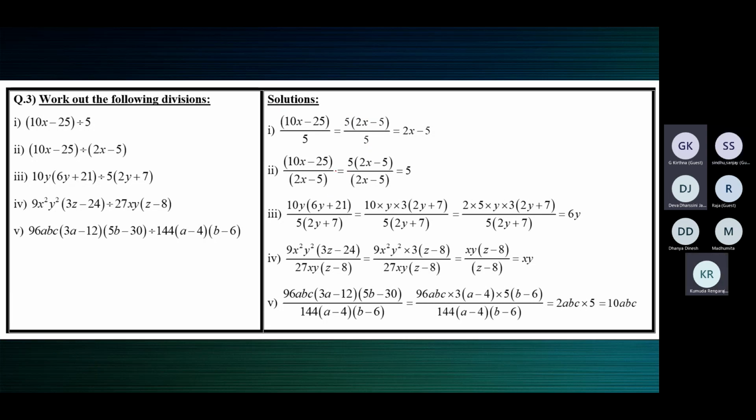In the second one also, in the denominator, there is nothing common, but the HCF of 2x and 5 is 1. But in the numerator, the HCF of 10x and 25 is 5. The HCF of 10 and 25 is 5. 5 into 2x is 10x. 5 into minus 5 is minus 25. You should write 5, the HCF, outside. 5 into what will give you the first term 10x? 5 into 2x. And 5 into minus 5 is minus 25.